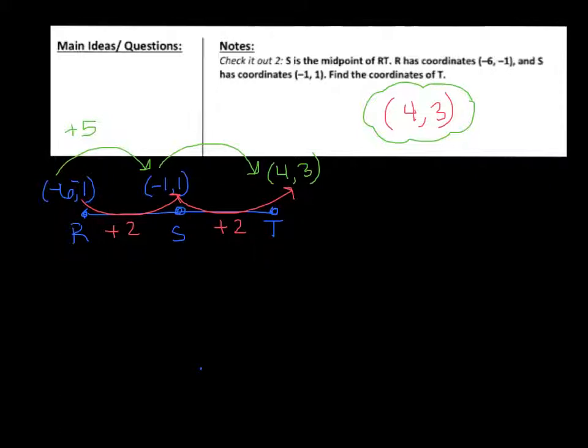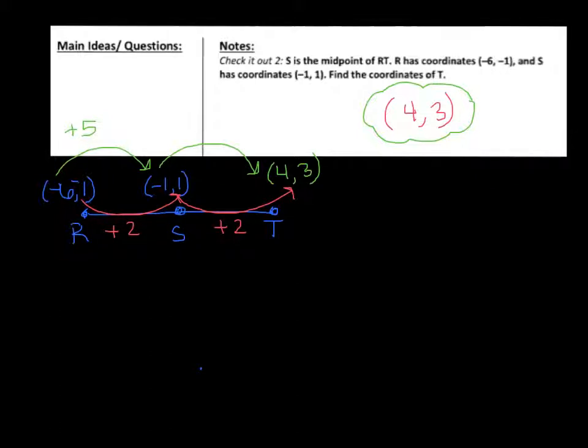So I did the same thing I did on the last one. I looked for the pattern. How did they get from -6 over to -1? Well, they added 5. So I extended that pattern. If I take -1 and add 5, that gives me an x coordinate of 4 for point T.